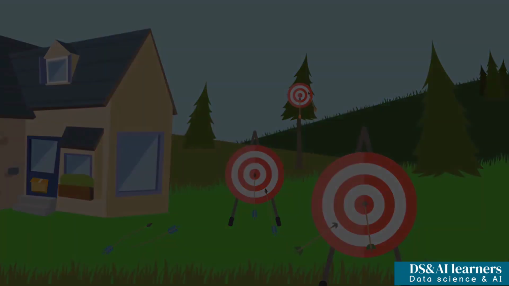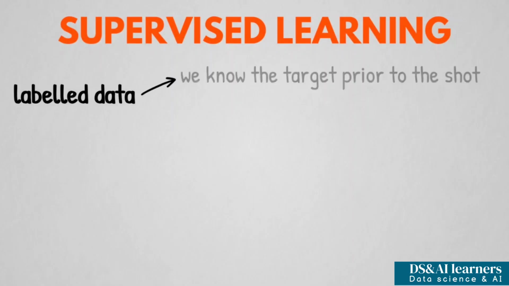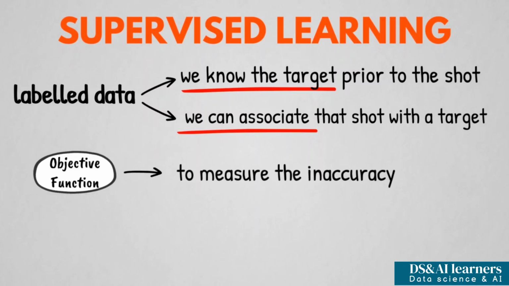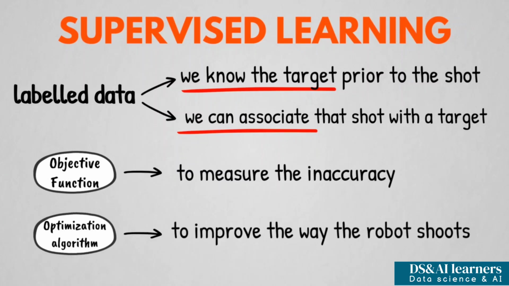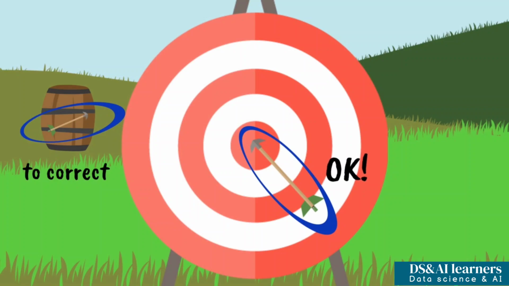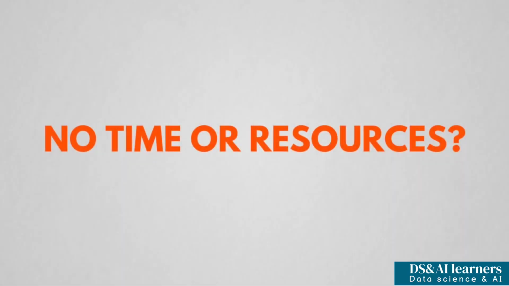To summarize, labeled data means we know the target prior to the shot, and we can associate that shot with a target. This way, we're sure where the arrow should hit. This allows us to measure the inaccuracy of the shot through the objective function and improve the way the robot shoots through the optimization algorithm, something we explained in the previous video in more detail. So, what we supervise is the training itself. If a shot is far off from its target, we correct the posture. Otherwise, we don't. Great.